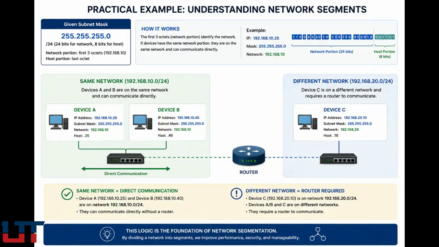Device C is at 192.168.20.10, and it's on network 192.168.20, a different network segment entirely. Devices A and C will need a router to communicate. This logic is the foundation of network segmentation. When you create VLANs in Module 4, you're creating separate subnets that require routing and therefore access control in order to exchange traffic.